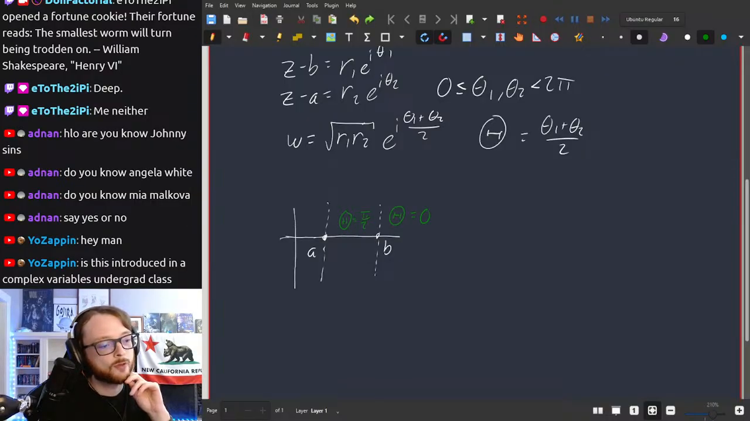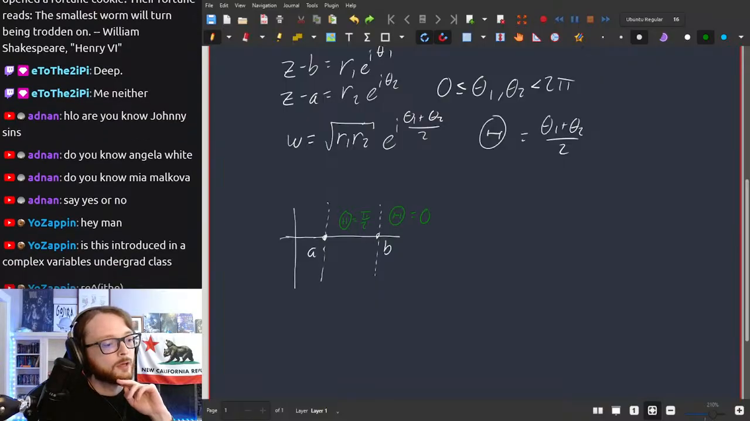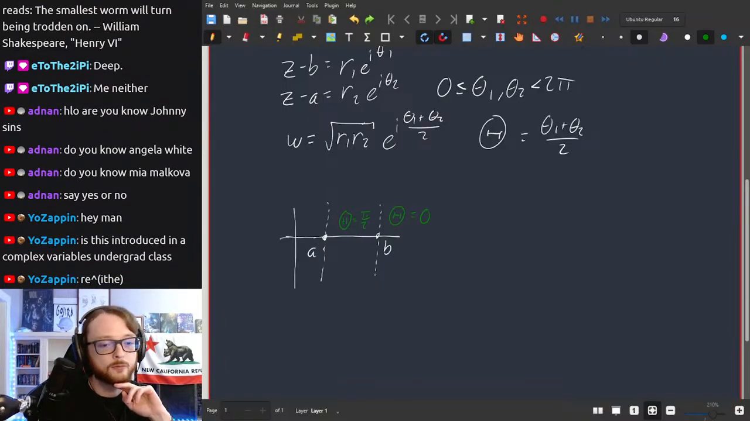Is this introduced in a complex variables undergrad class? Oh wait, no, I'm wrong about this. I need to fix this. Yeah, it is. Right now I'm thinking about branch cuts, and that's a pretty important topic that you encounter pretty early on in complex variables.